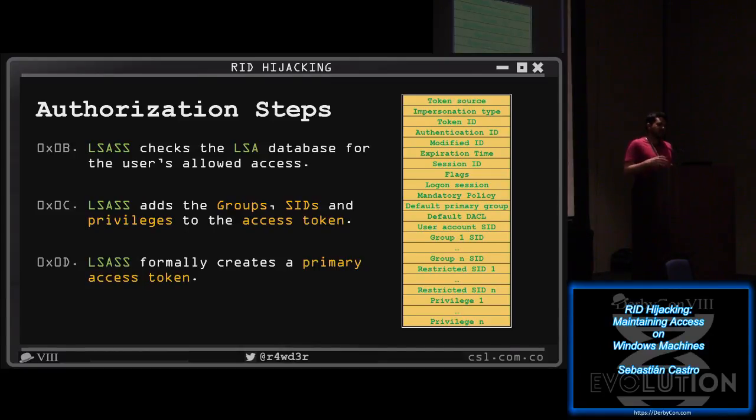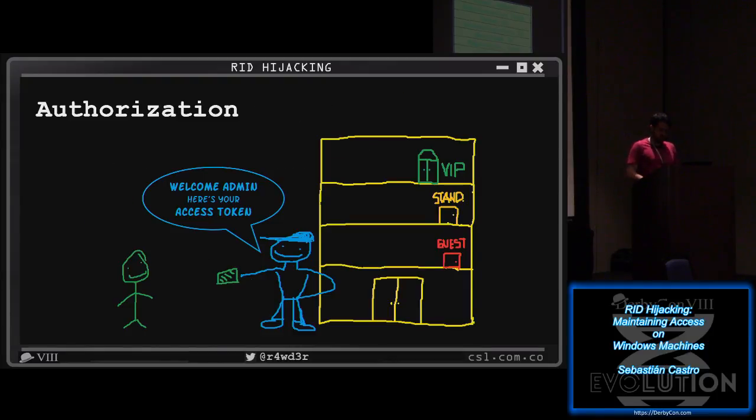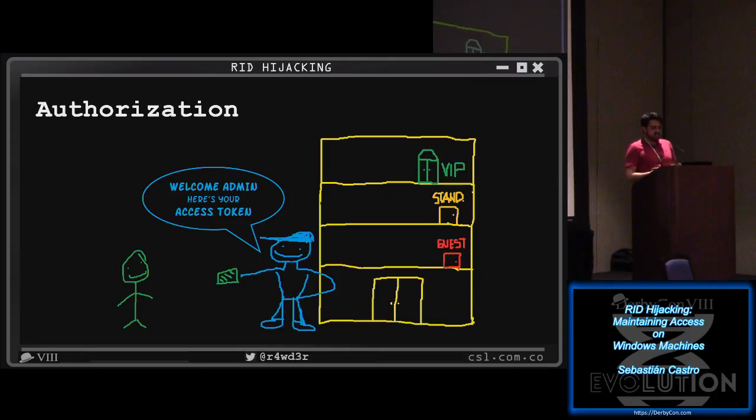Later, WinLogon will call Userinit and other things to initialize everything, but we're not concerned about it. Then LSASS provides the access token to the user session, allowing him to access. Now he can get into the VIP zone. Okay? Yeah, cool.